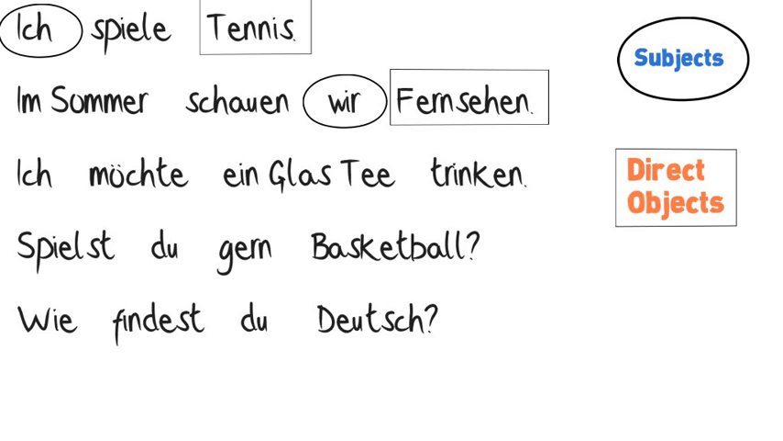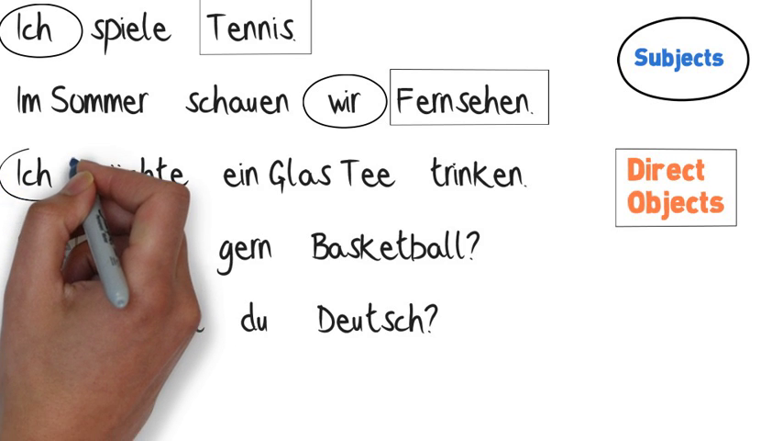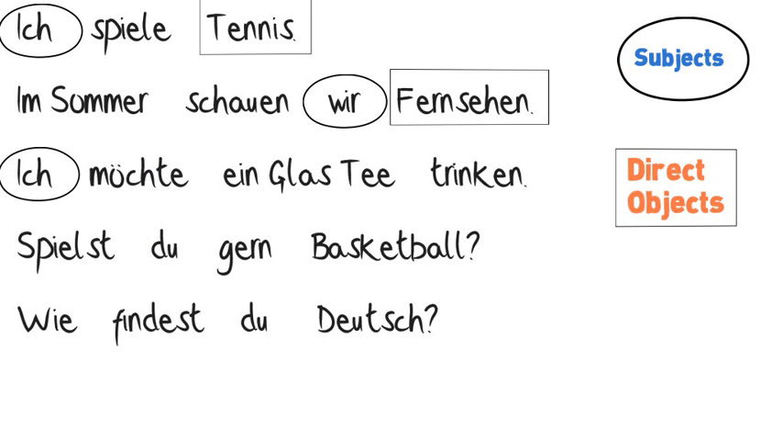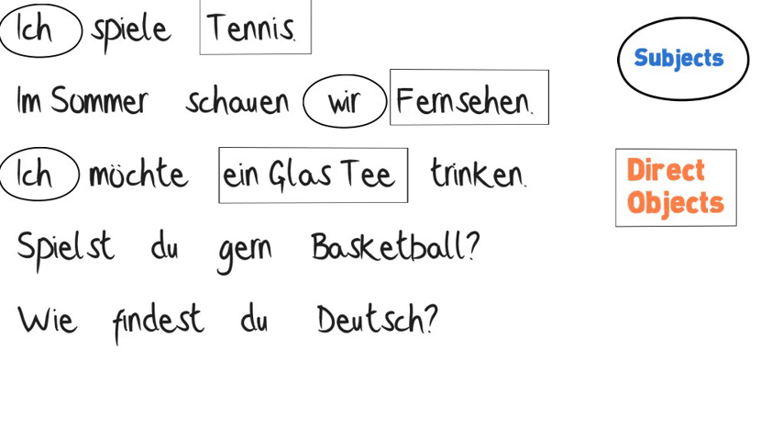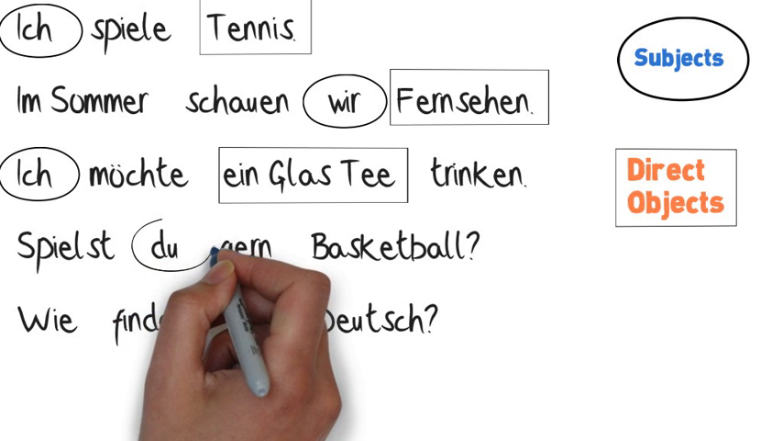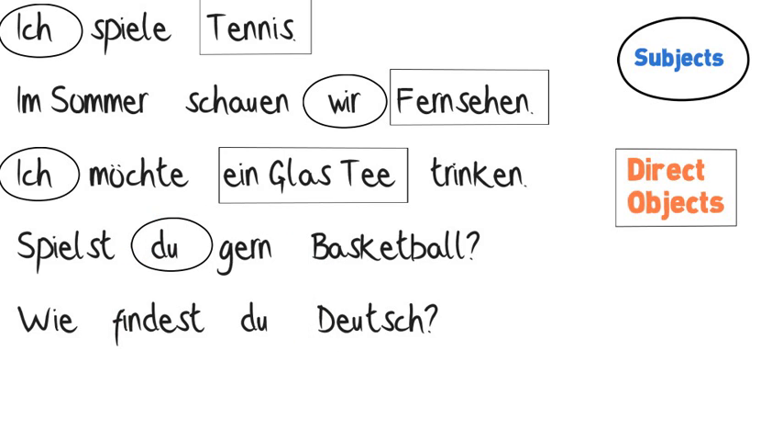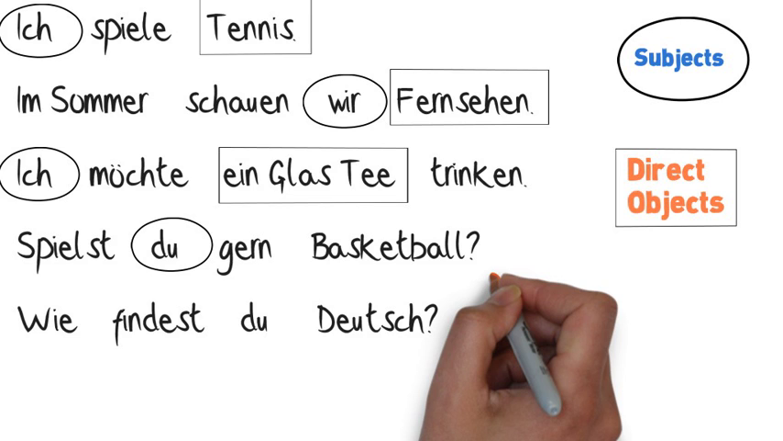In the next sentence, ich is the subject, because that's the noun doing the wanting. Ein Glas Tee is the direct object. That's the object being wanted by the subject. In the question, spielst du gern Basketball? The same process applies even though it's a question instead of a statement. We find the verb, in this case spielst, and ask who is doing the playing. Du is our subject. Now we ask what is being played. So Basketball is the direct object.